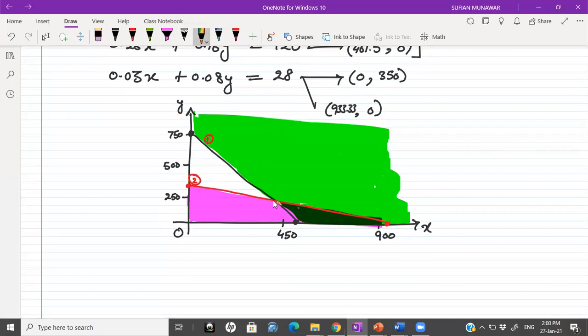It will be here. So this small triangular shape is the feasible area we have for these two inequalities. This is the solution, or you can say this is the feasible area. Or you can say this is the solution of the inequalities.